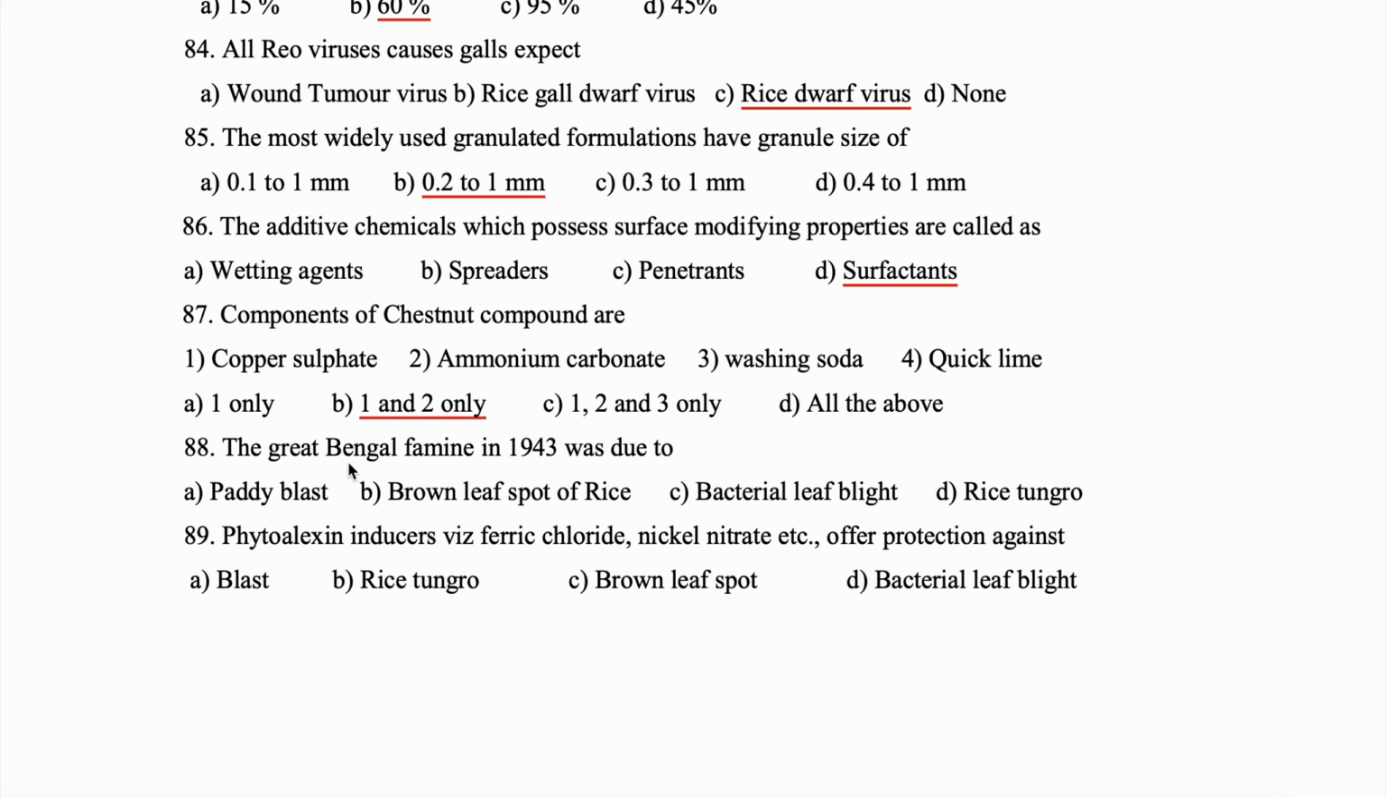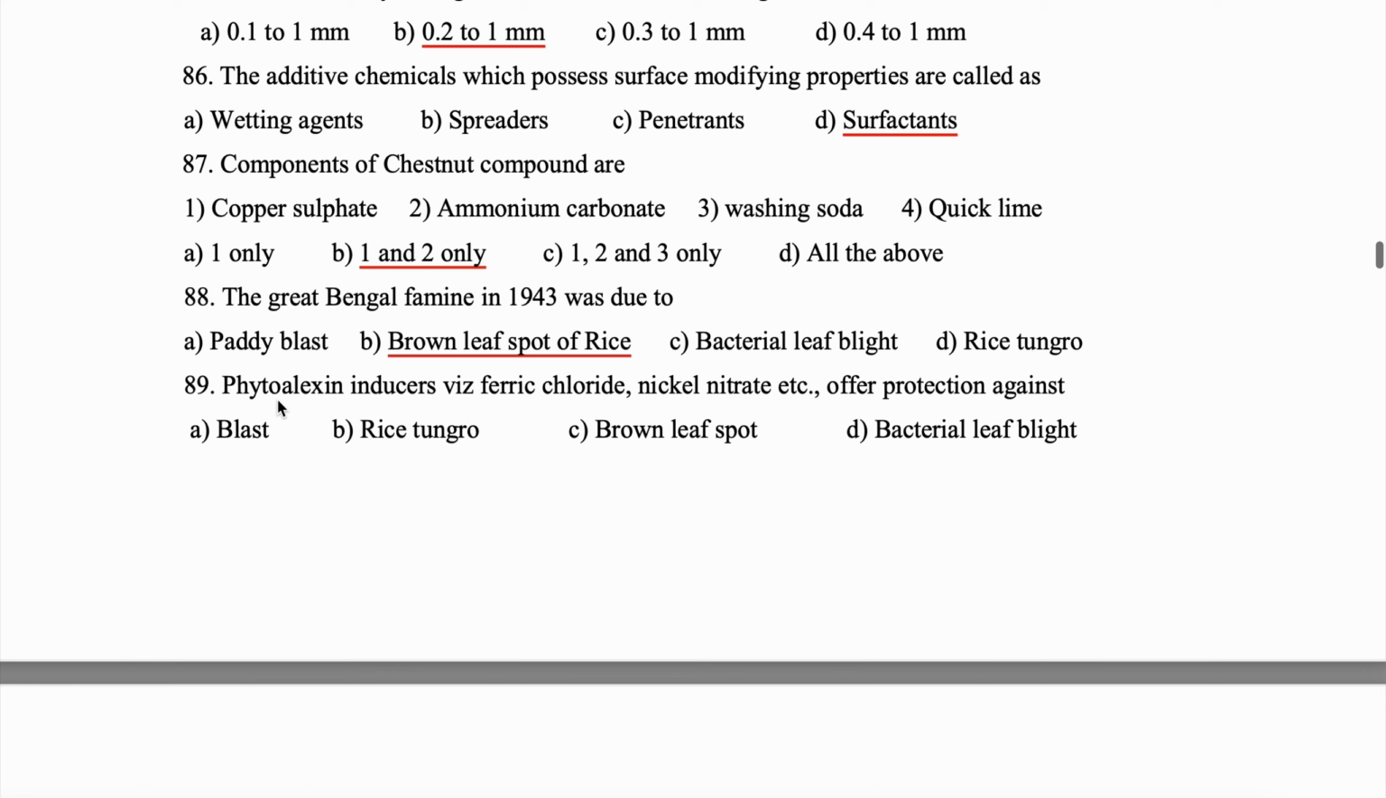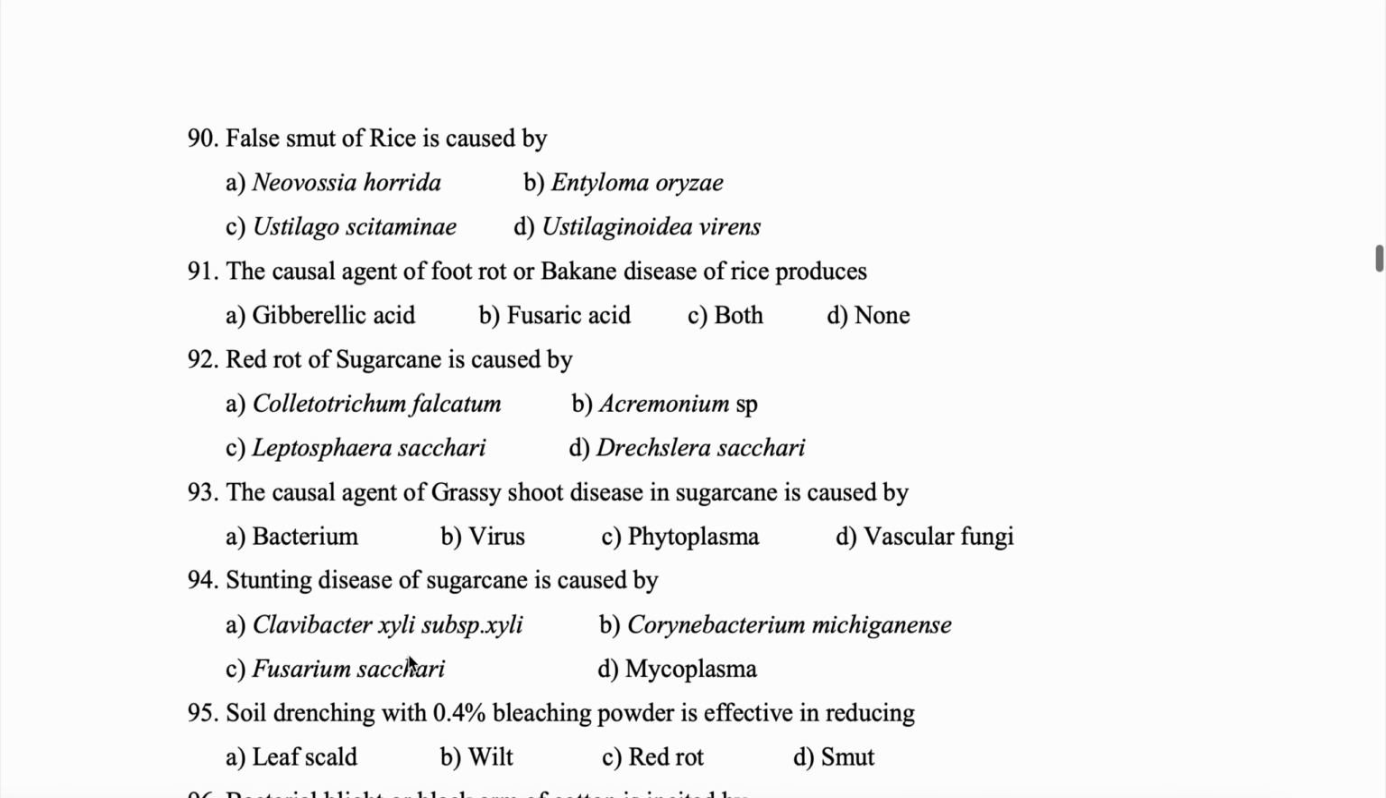Question 88. The Great Bengal Famine in 1943 was due to brown leaf spot of rice. Question 89. Phytoalexin inducer with ferric chloride, nickel nitrate, etc. offer protection against blast disease of rice.